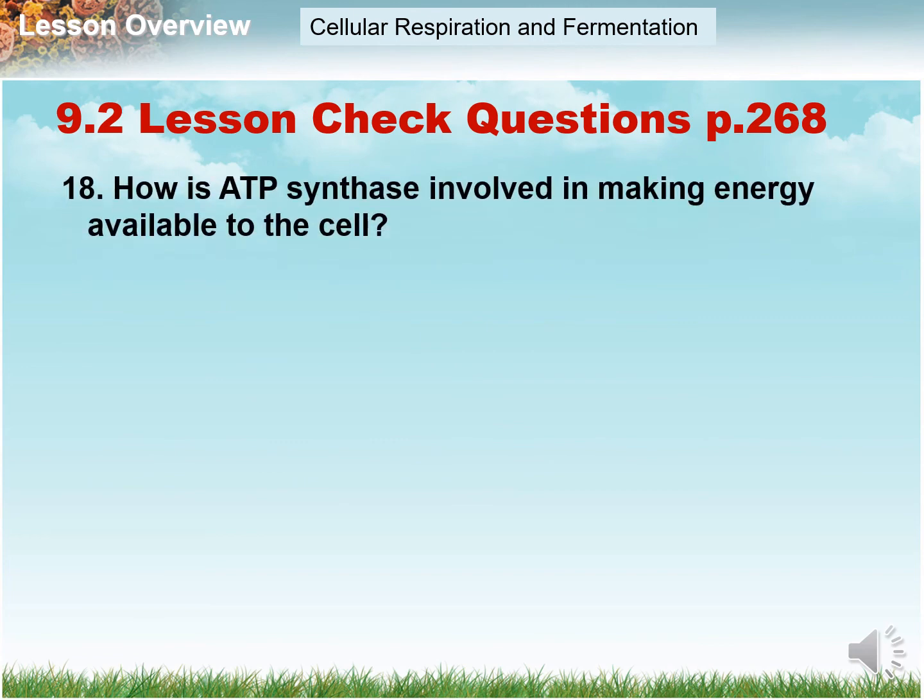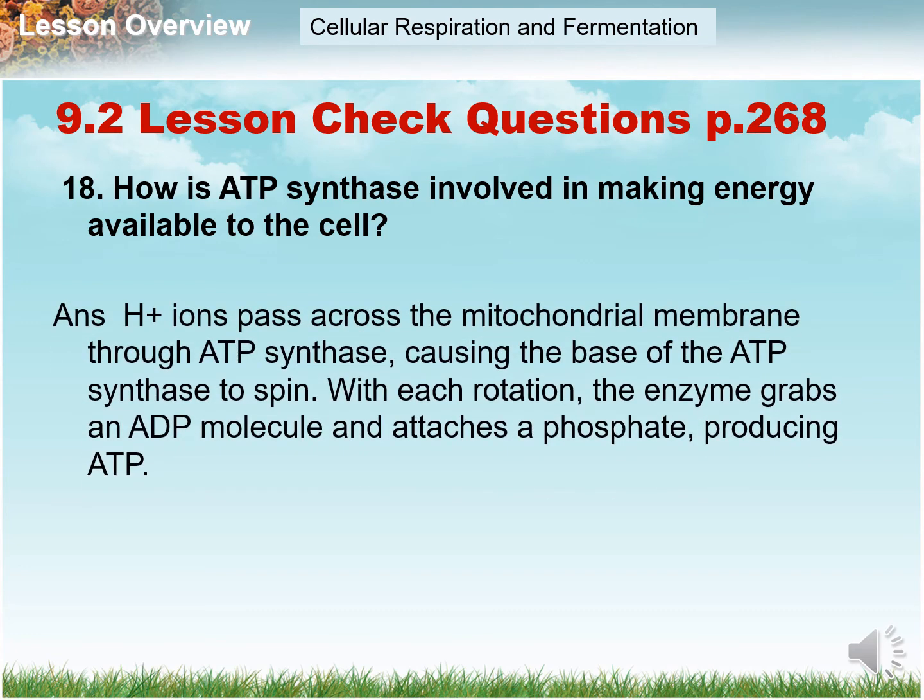Number 18 question. How is ATP synthase involved in making energy available to the cell? The answer is, hydrogen ions pass across the mitochondrial membrane through ATP synthase, which causes the base of the ATP synthase to spin. With each rotation, the enzyme grabs an ADP molecule and attaches a phosphate, producing ATP.